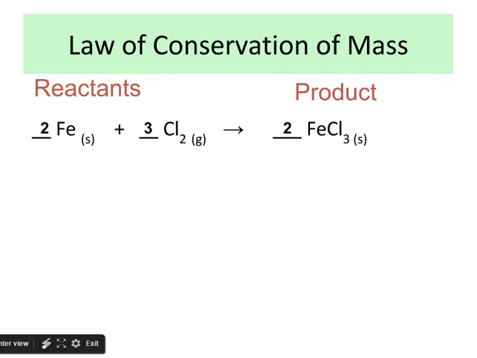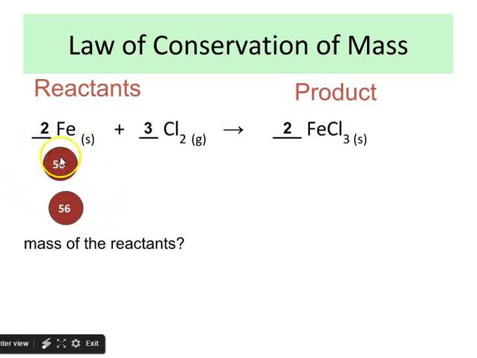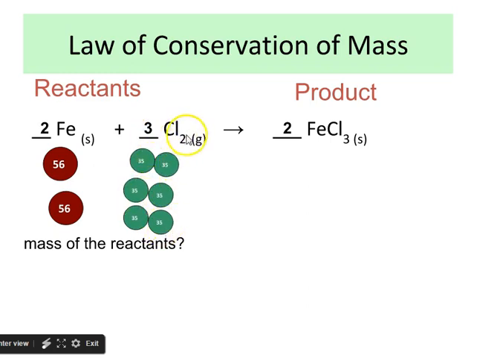You should have coefficients of 2, 3, and 2. Remember that the 2 means that we have 2 atoms of iron, right? And the 3 means we have 3 separate molecules of chlorine. And the subscript of 2 here means that there are 2 atoms that make up that molecule, or 2 atoms in that molecule, right?